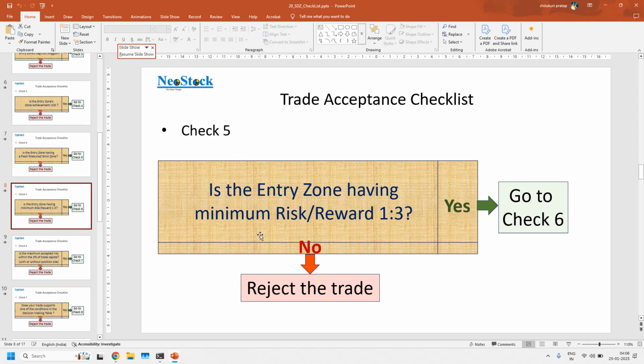Why do we need to identify manually? The software is already checking whether a minimum of 1:3 RR is there or not. But the software is checking based on the type 2 proximal entry of the zone. It won't fine-tune. But sometimes you may want to further reduce the risk. That is the reason why you must do it manually. Once I explain the charts, I will give you more explanation about this.